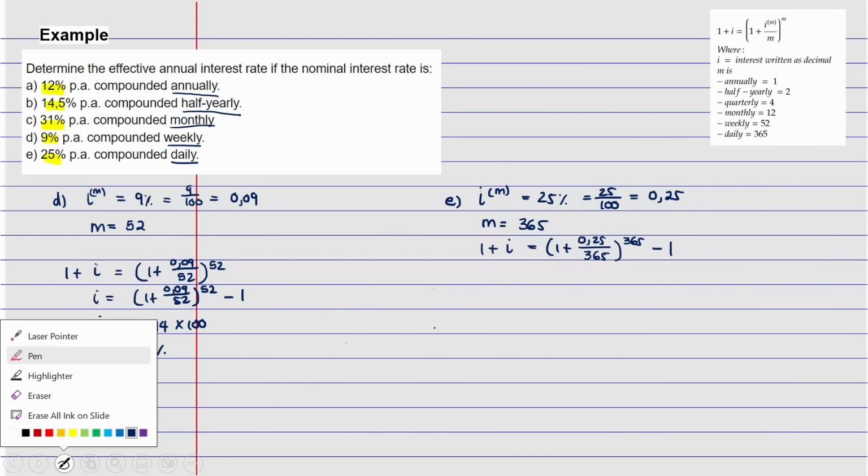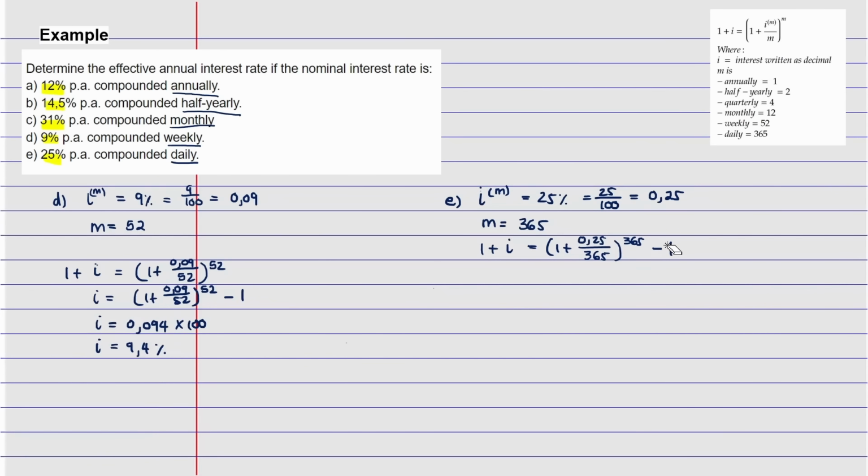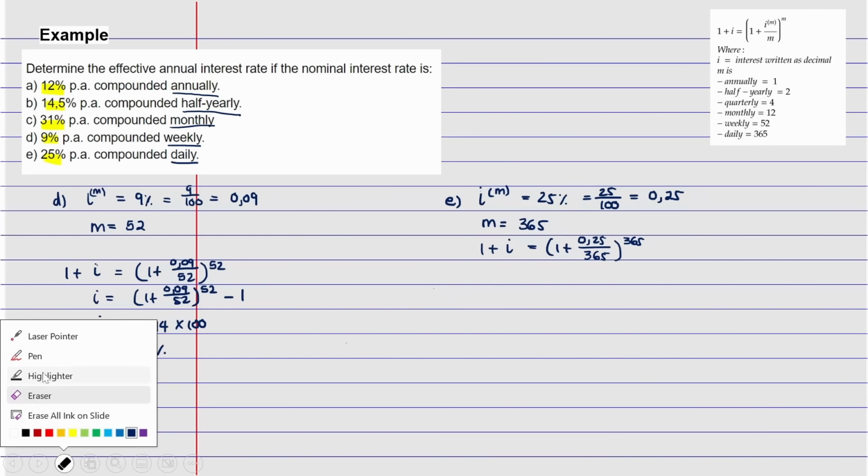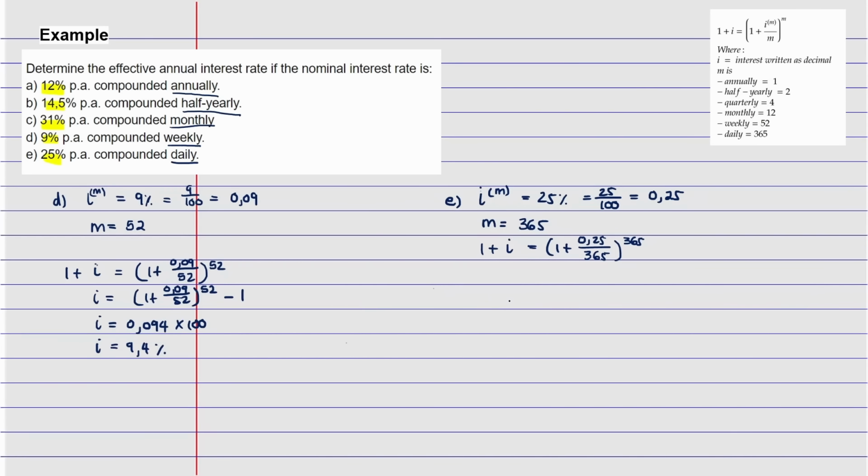I don't want to confuse you guys, so let me just erase that. Now I'm going to take the 1 to the other side. So I is equal to 1 plus 0.25 divided by 365, to the power 365, minus 1. Therefore, when you punch it into the calculator, you're going to get 0.28, multiplied by 100. Therefore, I is equal to 28%. And that's how you would find I.